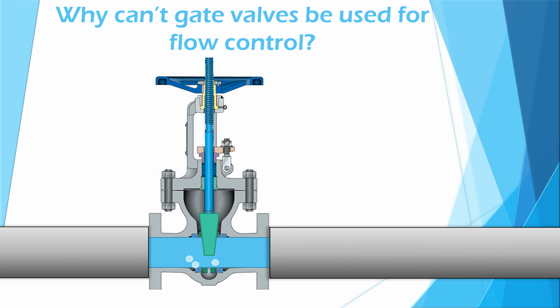Another reason why gate valves are not typically used for flow control is that the turbulence created by the partly open gate valve creates vibration within the valve and hence reduces the lifespan of the valve.